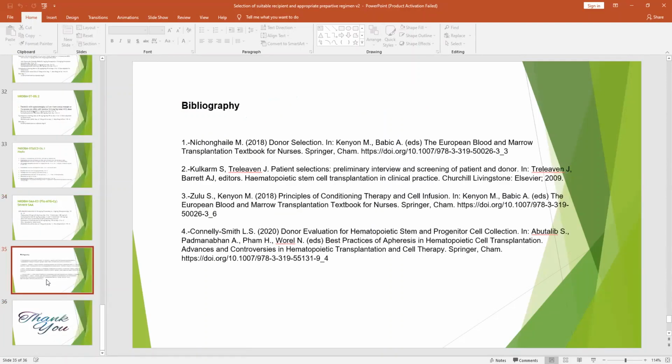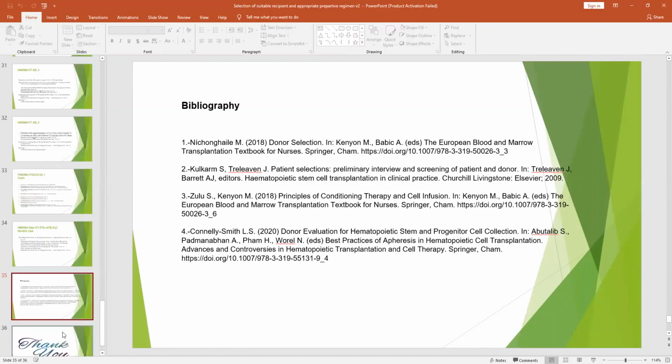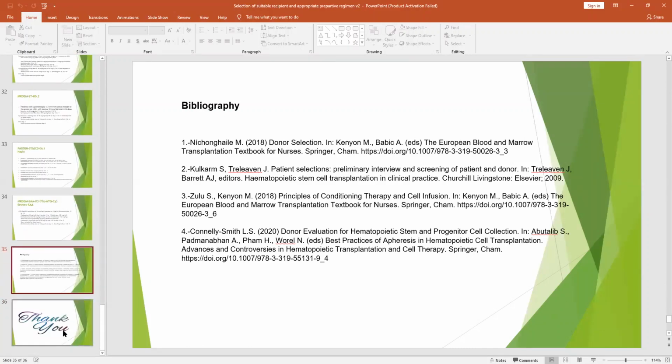And these are the references that we are using for these protocols, and this is all my presentation about our center, and some of them I have made from the EBMT. So if anyone has any question, kindly please ask.